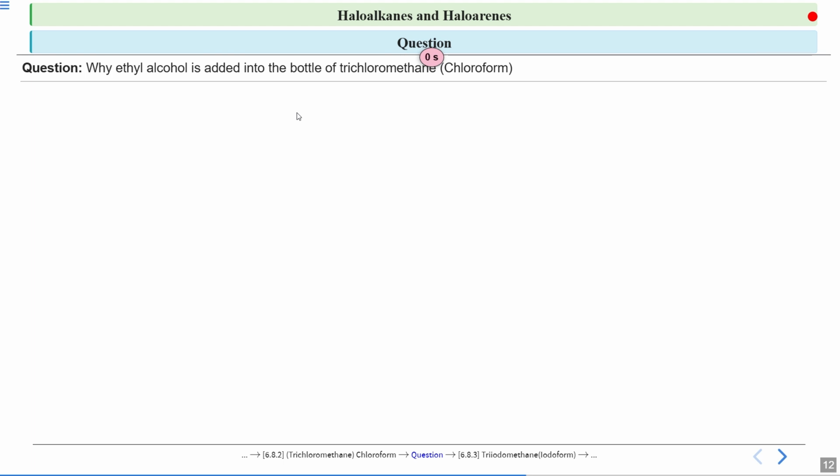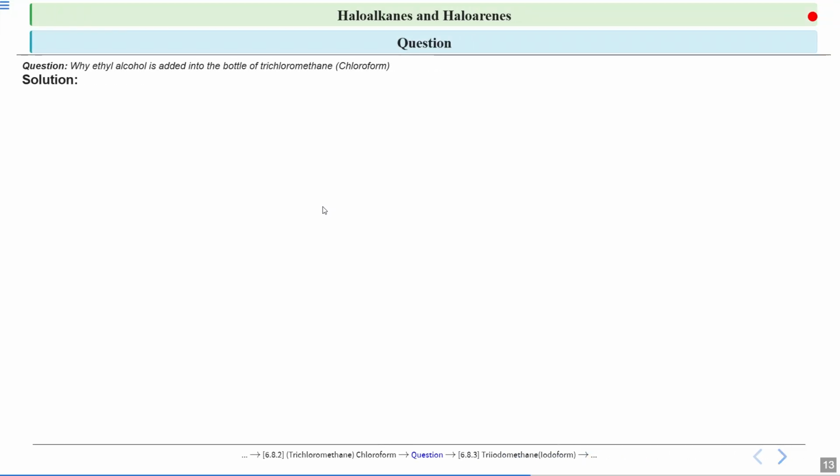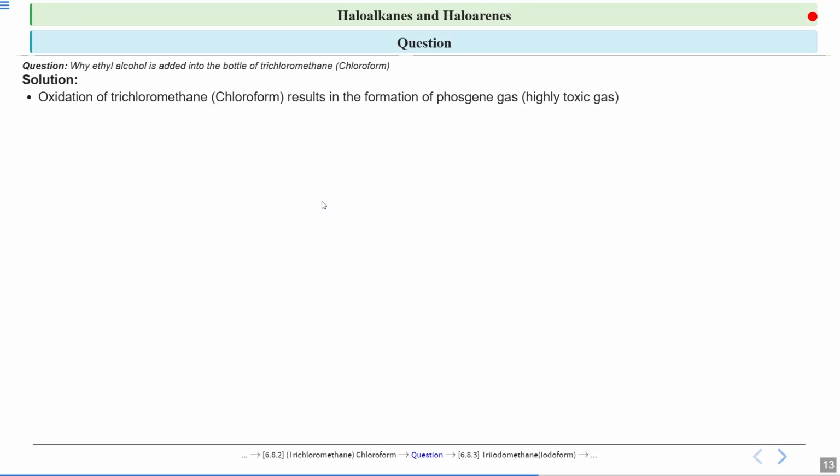Okay, let's see. For this question, first of all, we have seen that oxidation of chloroform results in the formation of phosgene gas, which is actually a highly poisonous or highly toxic gas. So the product you are getting after the oxidation of chloroform is also poisonous, also toxic. So we should avoid the oxidation of chloroform from happening, right?